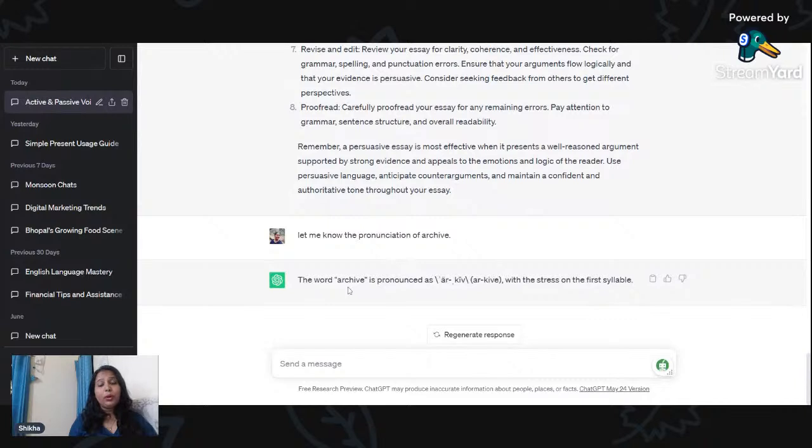Somebody who does not know the pronunciation of this word will pronounce it incorrectly, but the correct pronunciation of this word is "ar-kive".